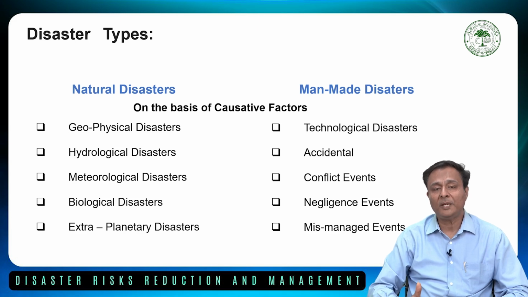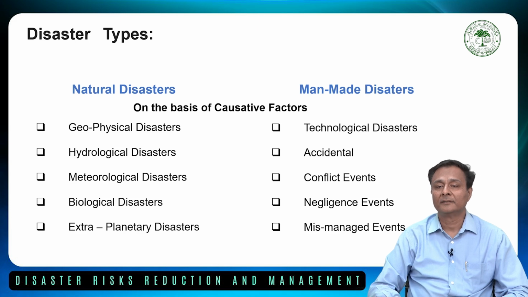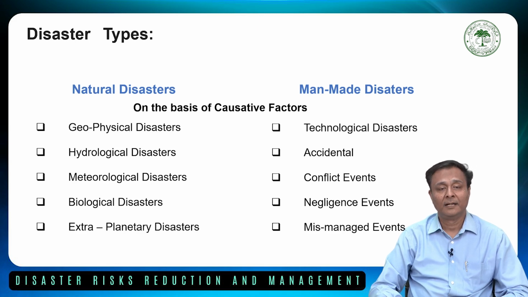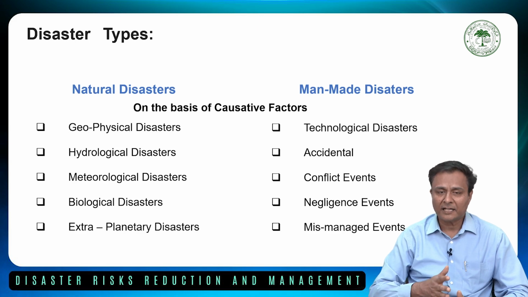Another kind of man-made disasters can be accidental disasters. These may be because of some errors committed by human beings. Any fire disaster, infrastructural failure, transportational accidents, etc., they all can be put into accidental disasters. Another could be the conflict events, conflict among groups of people, conflict among society, nations, which leads to war, riots, terrorism, etc. They are conflict events.